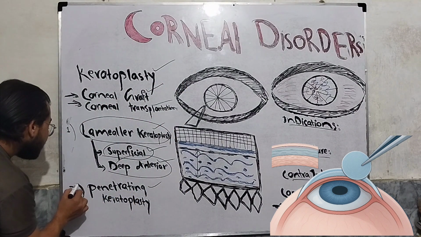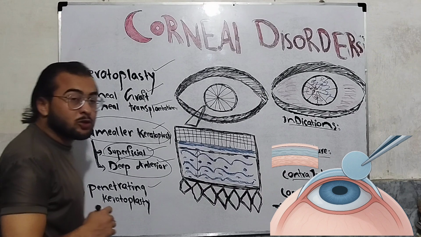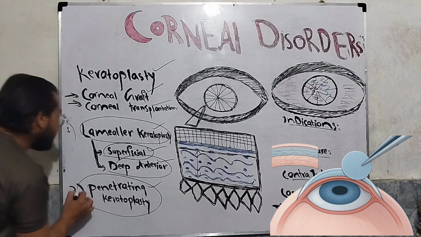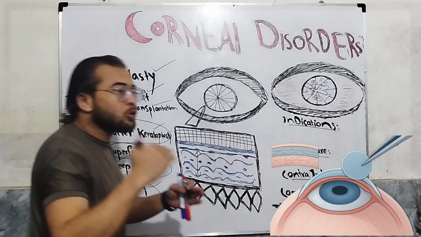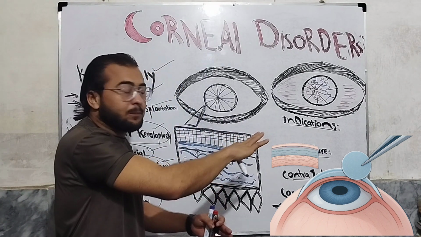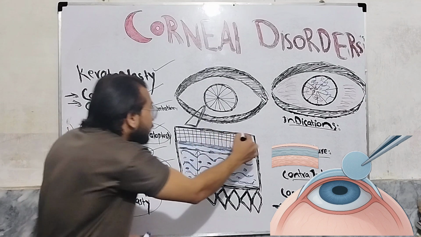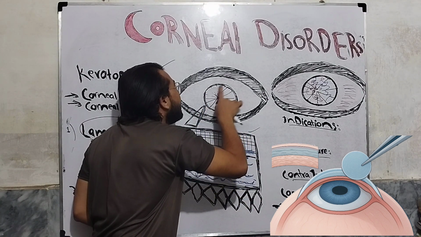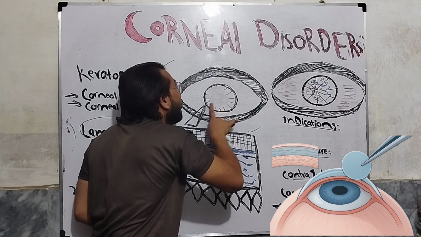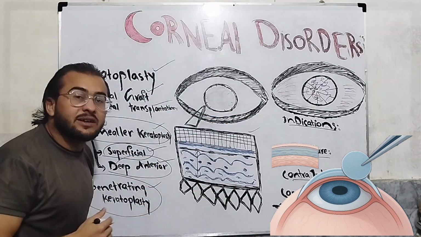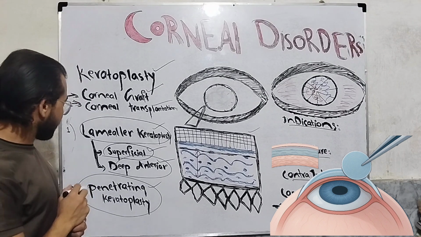Now we will discuss the second one, penetrating keratoplasty, in detail. This is important. Penetrating keratoplasty means that we replace the whole cornea, from the epithelium onward. We remove the whole cornea and replace it. This is called penetrating keratoplasty.